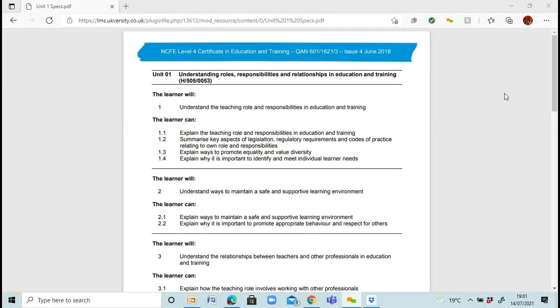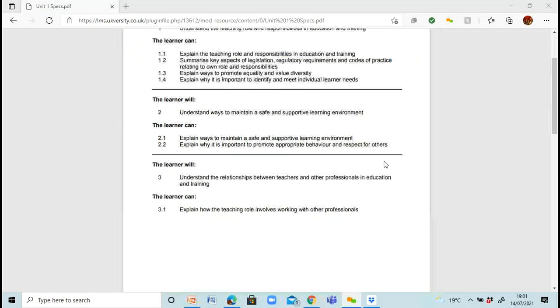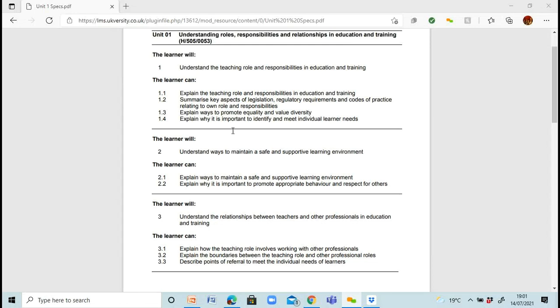So we're starting off the Level 4 Certificate in Education and Training with Unit 1. And we're going to be doing Understanding Roles, Responsibilities and Relationships in Education and Training. Now, on this unit, you have 3 learning outcomes. So 1 over here, 2 there, 3. So we're going to do 1 learning outcome per lesson so that it'll just be nice and broken up and we can get into quite a lot of detail for each section.